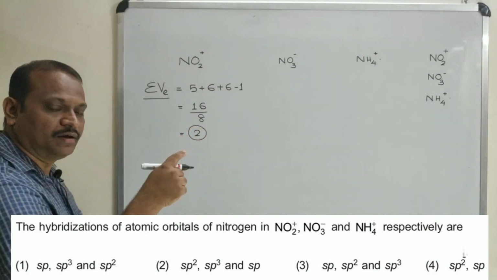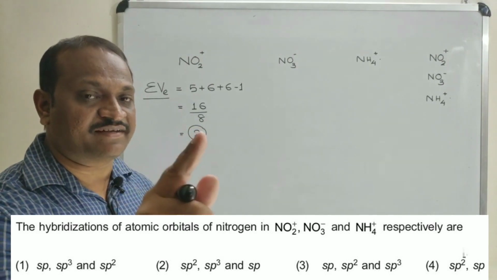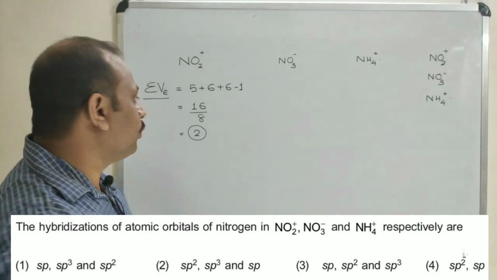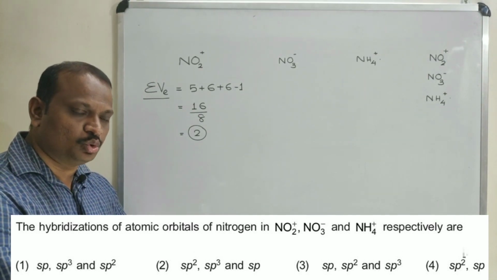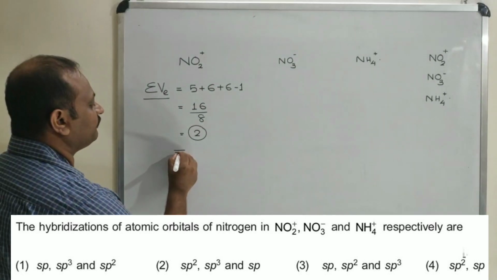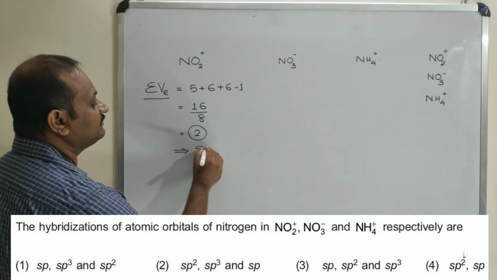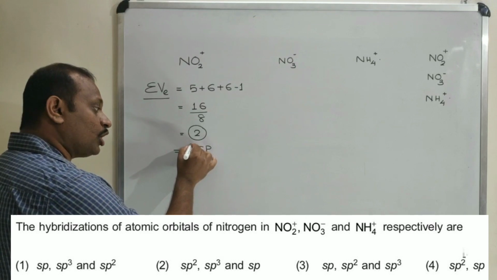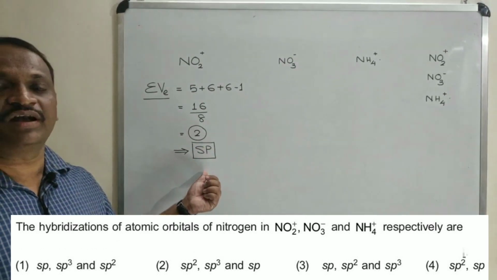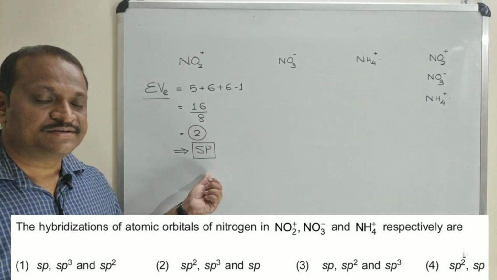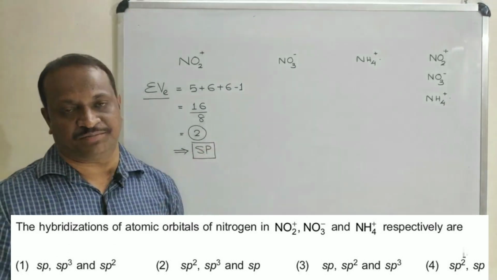And this number is the steric number, which decides the hybridization. So what is the steric number? 2. If the steric number is 2, the hybridization will be sp. So NO2 plus, what is the hybridization? It's sp. So let me go with the next question.